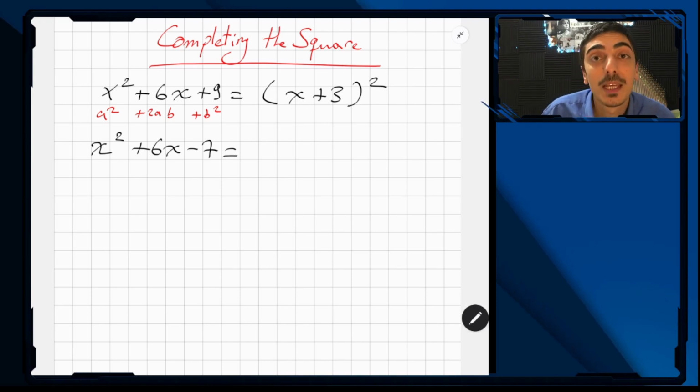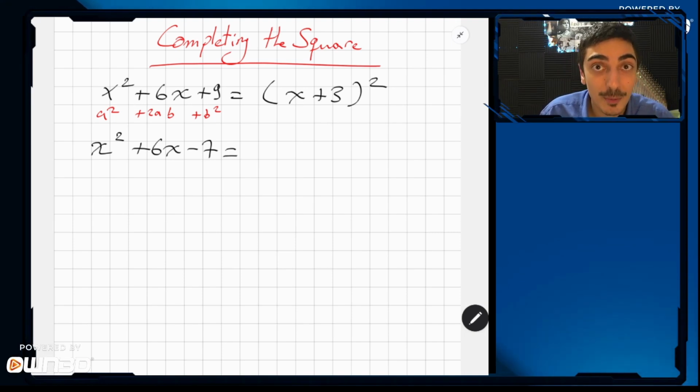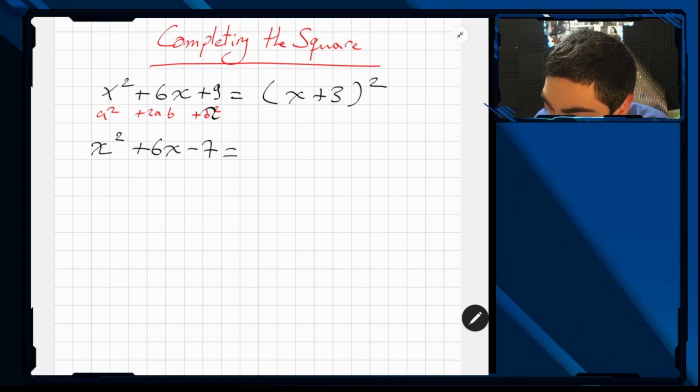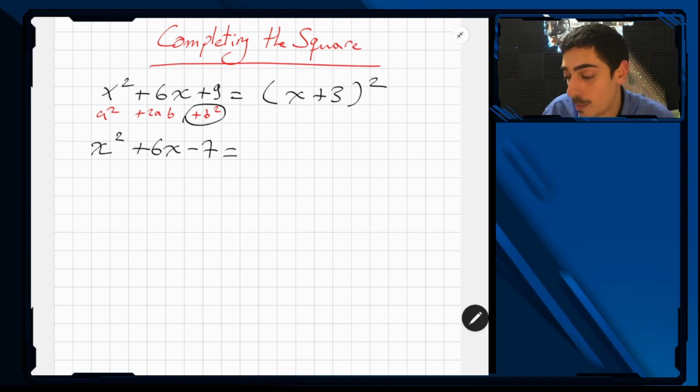Fear not, because if you are wishing for a 9 here so that you can do the previous trick, wishes come true if you know what you're doing. That is the lesson for today. So I am wishing for a b squared, and this is why we called it completing the square. I'm gonna mess with this. I'm gonna force this onto my problem.